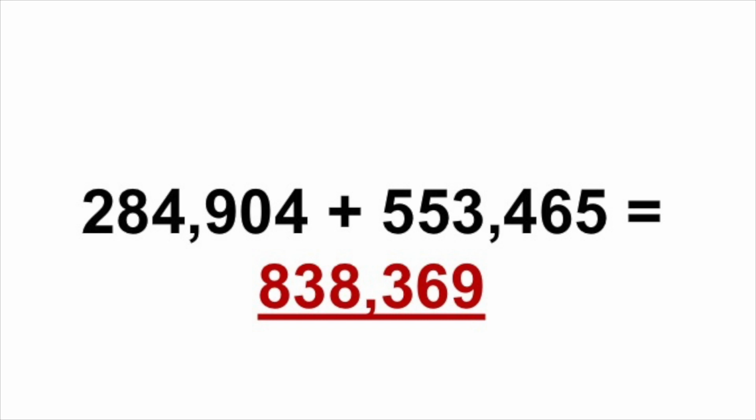So we can say 284,904 plus 553,465 equals 838,369. Brilliant. And that's how we add together large digit numbers. The first thing to remember, place value. Any questions? No, that was great, guys. Well done.